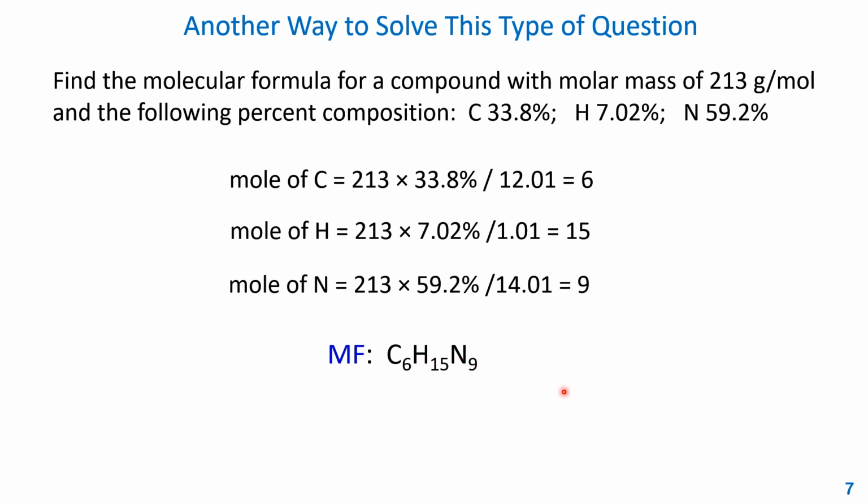Okay, so that solves the question. The question is how to find the molecular formula. If the question also asks you to calculate the empirical formula, you can still calculate that based on the molecular formula. For example, 6 to 15 to 9 is not the simplest whole number ratio. The common factor is apparently 3. So you can divide by 3, then you have C2H5N3. That will be the empirical formula.